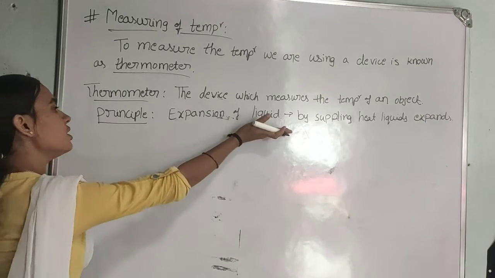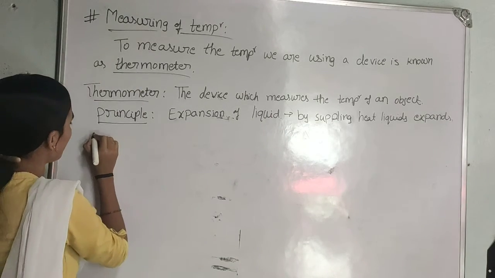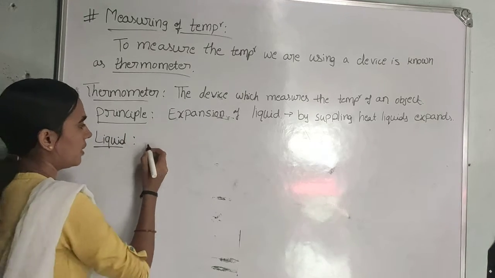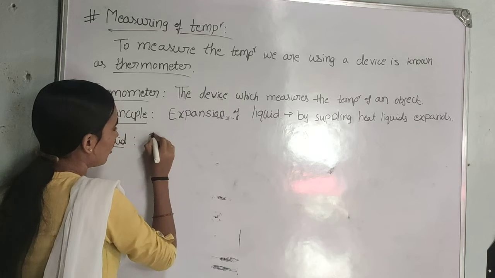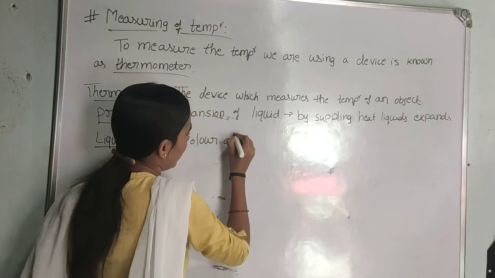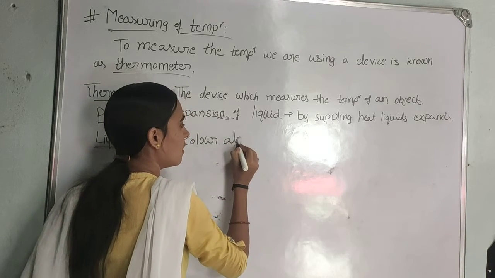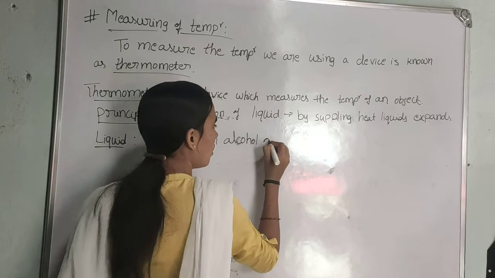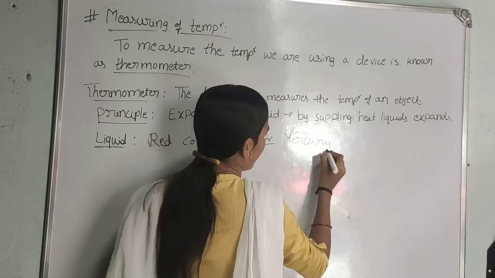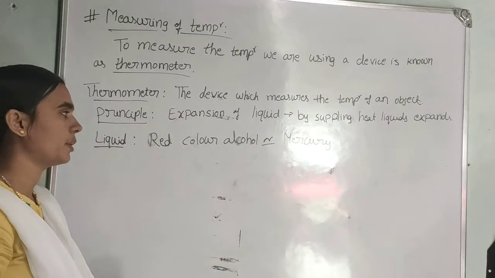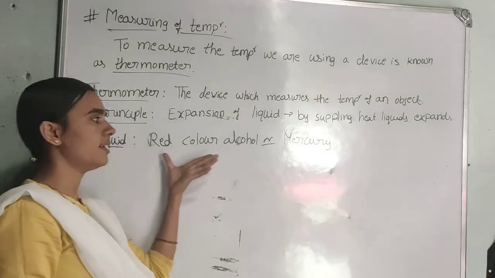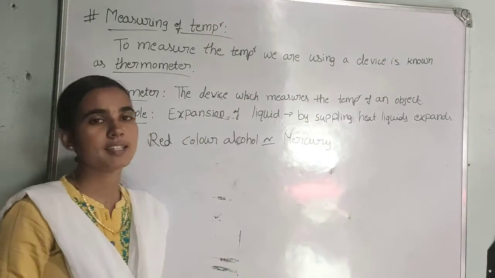That means which type of liquid is present in the thermometer. The liquid present in the thermometer is red colored alcohol or mercury. Red colored alcohol or mercury. These two liquids are present in the thermometer. Either red colored alcohol is present or mercury is present.